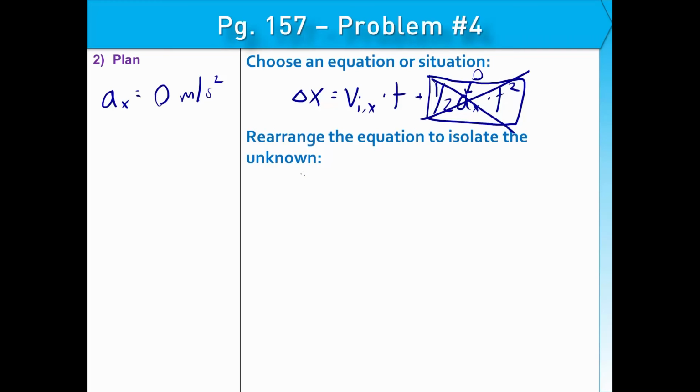So if I plug in 0, I'm going to end up with total displacement is equal to initial velocity in x direction times time. And because the unknown, the x displacement, is already isolated and by itself, I don't need to rearrange the equation. So I'll go ahead and go to the next step.